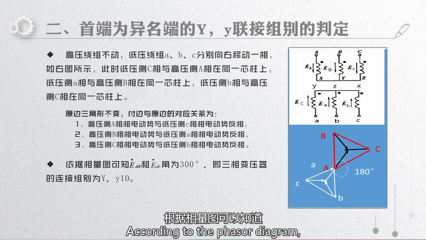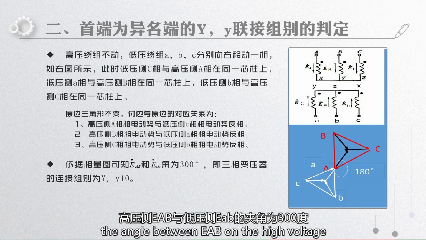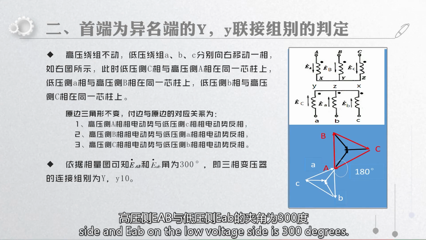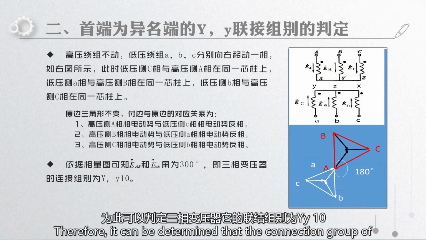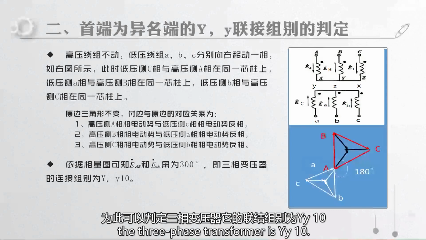According to the phasor diagram, the angle between EAB on the high voltage side and EAB on the low voltage side is 300 degrees. Therefore, it can be determined that the connection group of the three-phase transformer is YY10.